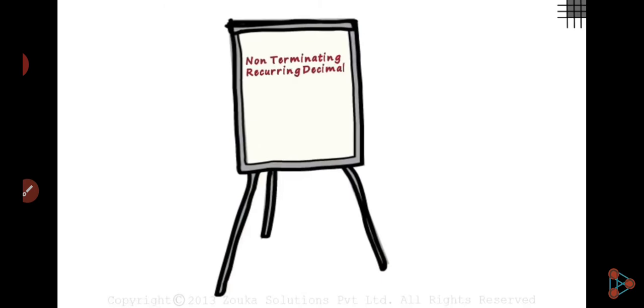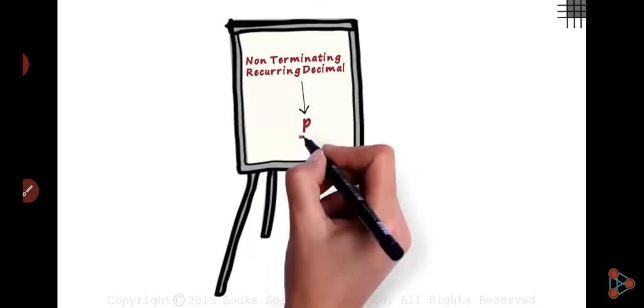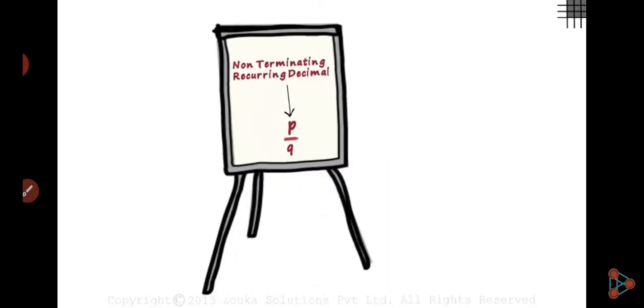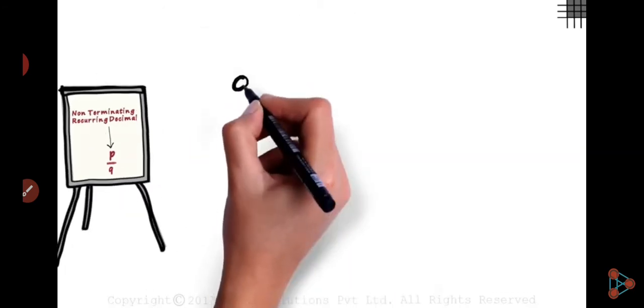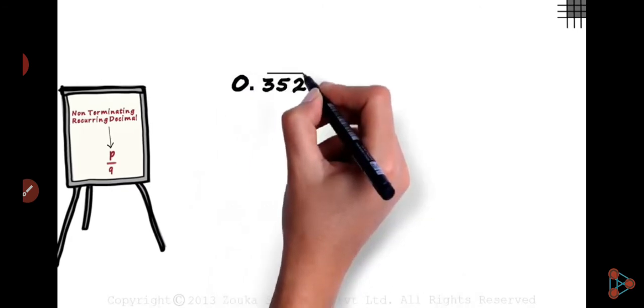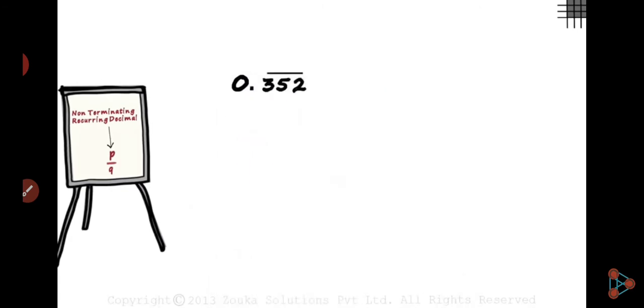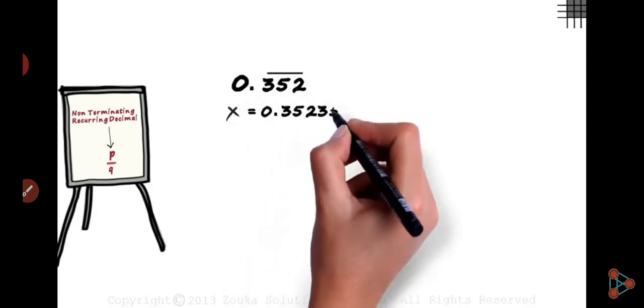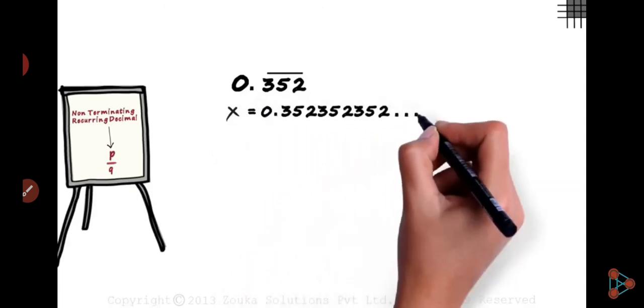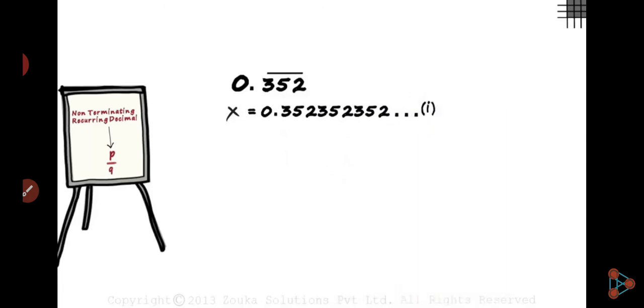Let's see how to write a non-terminating recurring decimal in the form of p upon q. Let's take an example, 0.352 with a bar over it. What can we do? See here, total 3 digits are there. 3 digits are repeating, 352, then 352, then 352. So x is equal to 0.352 bar. That is your equation number 1.